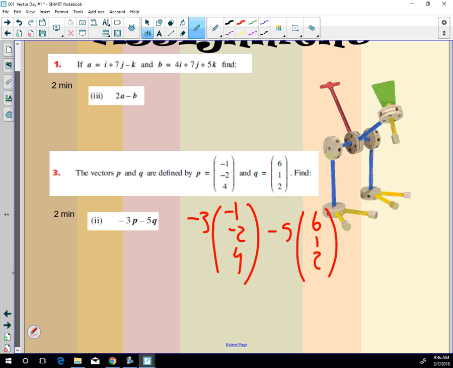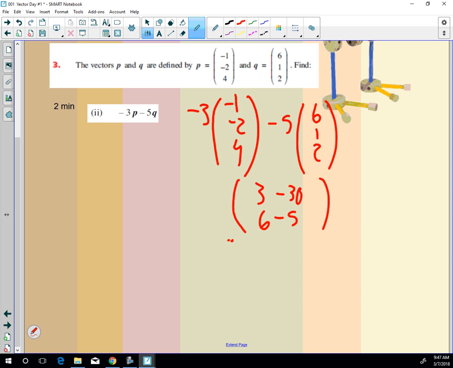The way I like to do it is I like to, in one shot, do this. So this is negative 3 times negative 1 is 3 minus 30. Then this is negative 3 times negative 2 is 6 minus 5. And then this is negative 12 minus 10. So can you see how this is kind of nice to do it in one? Negative 27, negative 1, negative 22.